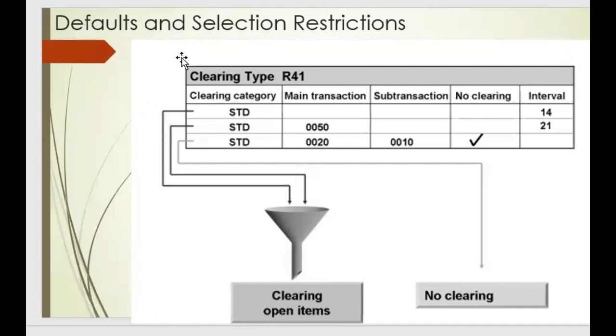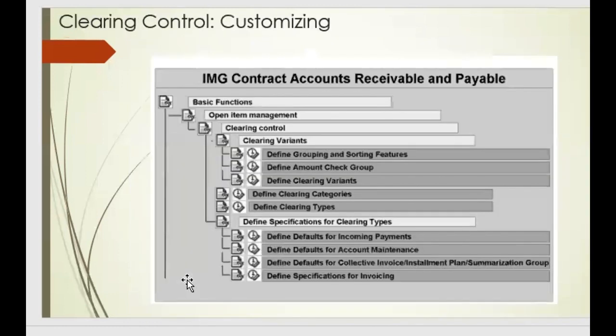Okay, so you can see here there is a clearing type as R41, where you have a clearing category, main transaction, sub transaction, status of the clearing, and interval. Okay, and we have multiple open items. So first open item, clearing the open item, very good, because we have the clearing category, we have intervals. Second, okay, clearing, but third, we put a lock, no clearing. So lock is there, that's how it is not cleared. So that's how there will be clearing restrictions we can put for clearing, because it is automatically provided to stop any open items, even single open items.